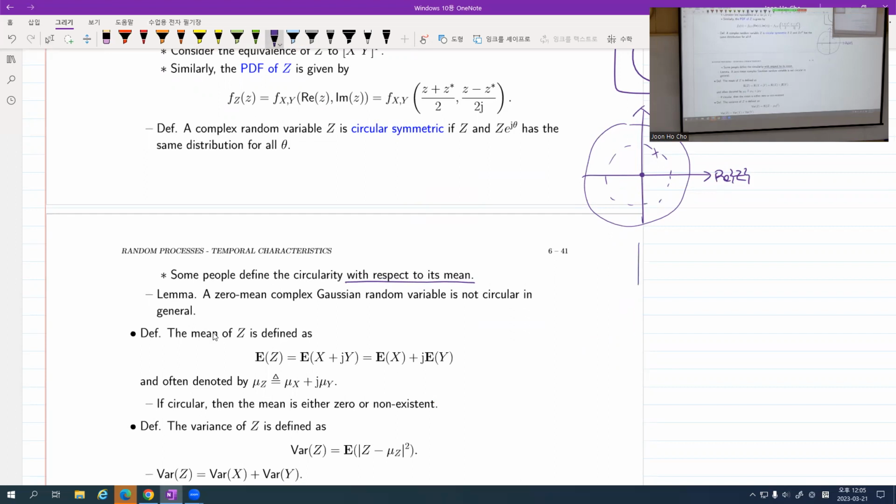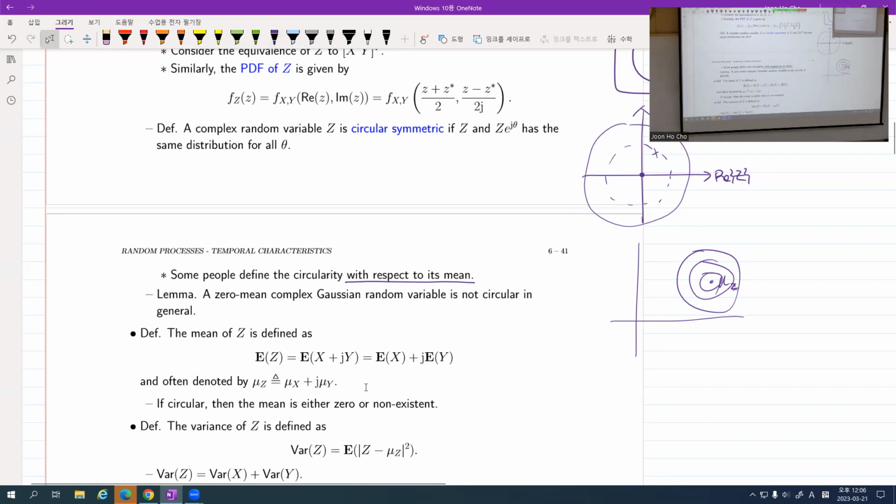So suppose here is the mean of Z, and the PDF has contours that are concentric circles. Then what? According to this definition, this complex random variable Z is circular. However, this definition says it's not circular because it does not have symmetry with respect to the origin. So be careful. Some papers, some textbooks, some professors love this definition, but some do not. Got it? By the way, I love this definition because circular, to me, means circularly symmetric with respect to the origin.